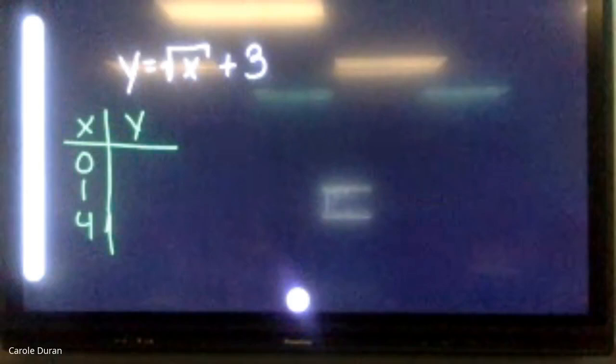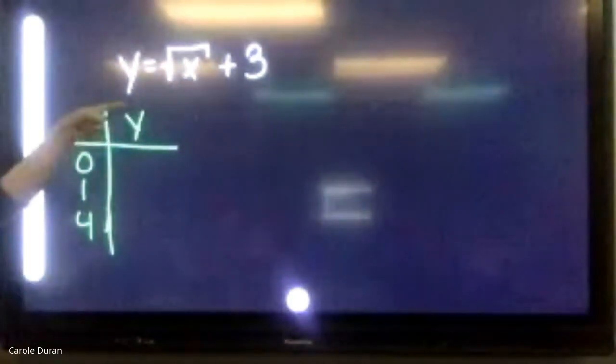So this one is the same concept. Do I have anything under the radical other than my x? No, which means the 3 numbers I can plug in are 0, 1, and 4. Just solving them out is going to include the extra step of adding the 3 to it. So I'm still plugging in 0, 1, and 4, and I'm still solving for whatever y is going to equal. 0 for x. I get 0, and then I add 3 to it, and I get 3.